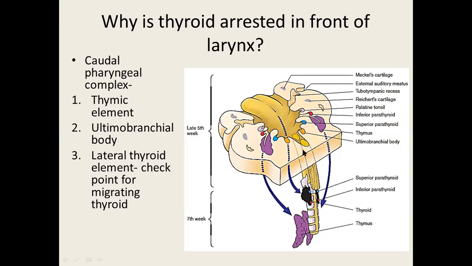So during its course of migration, what gets incorporated in the thyroid? One is the lateral thyroid element. Then the superior and the inferior parathyroid, which get incorporated along its posterior border. Because of this ultimobranchial body, or the complex, it does not descend further down into the thoracic cavity.